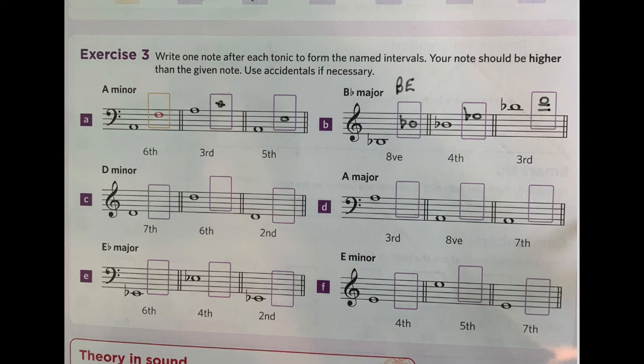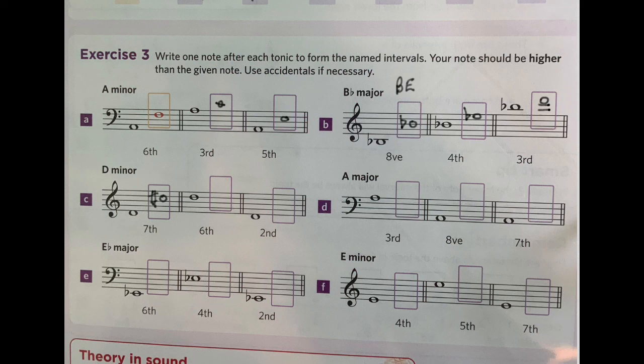On C, they are asking for a seventh, and a seventh is always raised in minor, and so it's going to be C sharp. There's our sharp, and there's our C, C sharp.